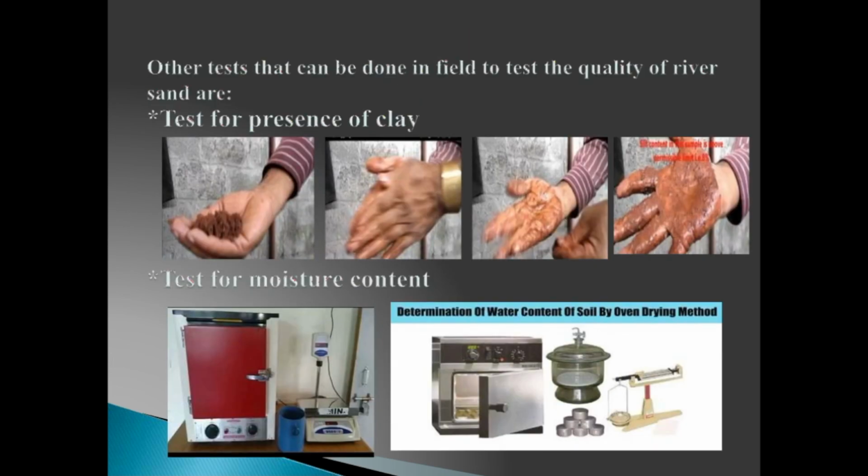Apart from these tests, there are also other simple tests to check the quality of river sand. They are the test for clay and the test for moisture content. The test for clay involves rubbing sand with water in our palms. Sand with minimal clay doesn't stick to our palms, whereas sand with excessive clay does. The test for moisture content includes the drying method and the calcium carbide method.